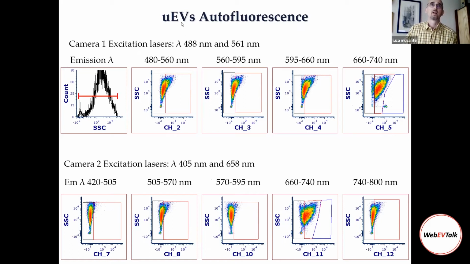That is, in the unstained sample, there is an innate autofluorescence with a peak of emission in channel 5, in the red, in camera 1, with the excitation lasers of 488 and 561, and still in the red, in channel 11 for camera 2, where there is the excitation laser in the violet.